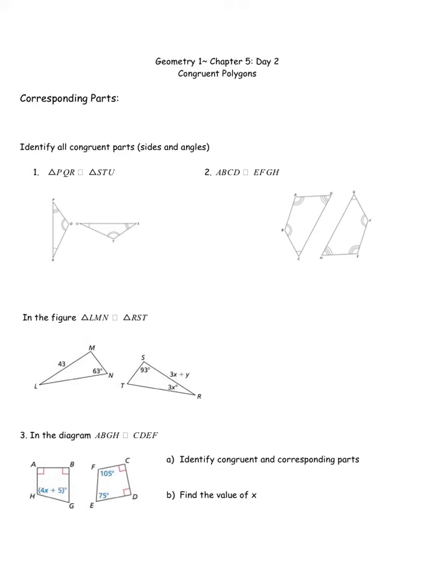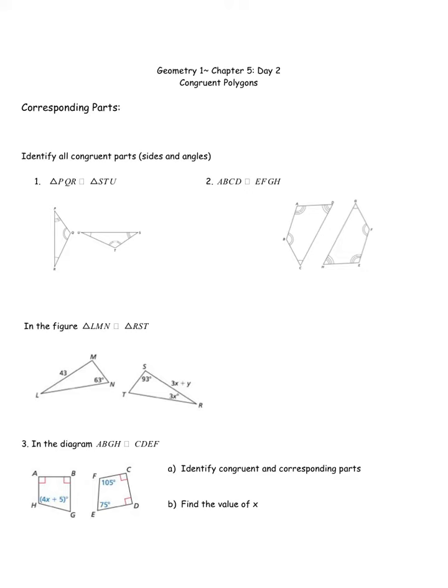Okay, we're going to talk about congruent polygons. So congruent polygons have congruent angles. I'm going to write it down here, congruent angles. Okay, and those are just angles that have the same measure.